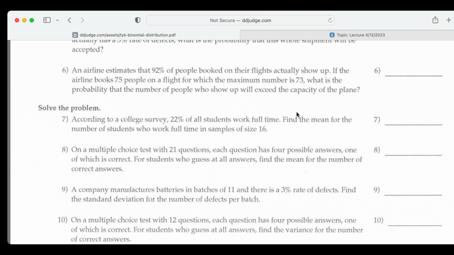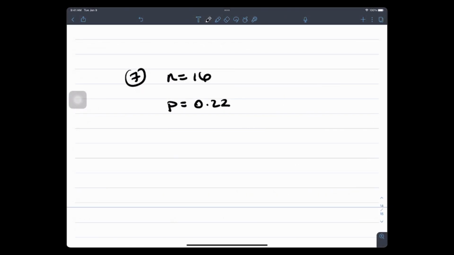Look at number 7. What are they saying? This is a binomial homework question. 22% of students work full time, right? Find the mean for the number of students who work full time in samples of size 16. They're saying, guess what? You're selecting how many students? 16. What's the probability that a student works full time? 0.22. And then what do they want me to do? They're saying find the mean.